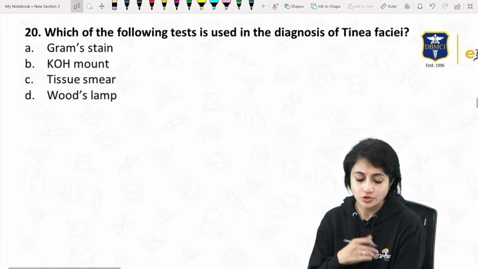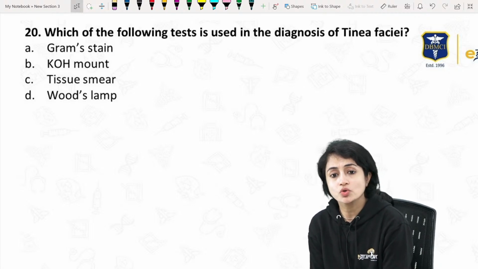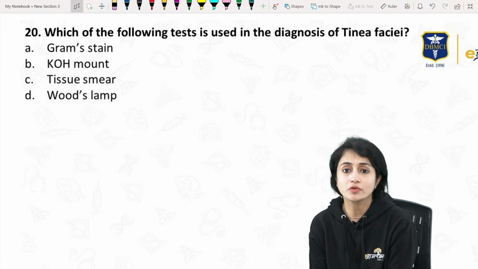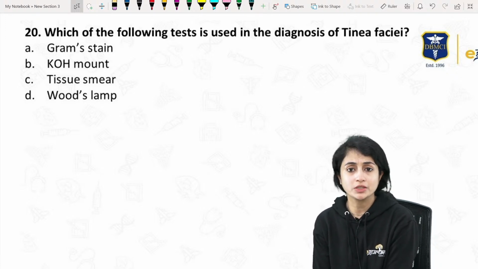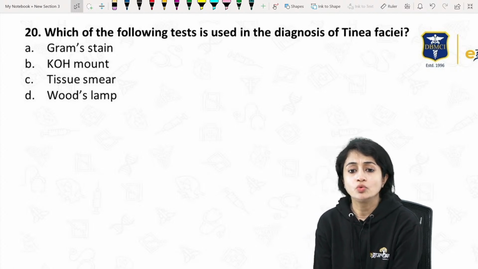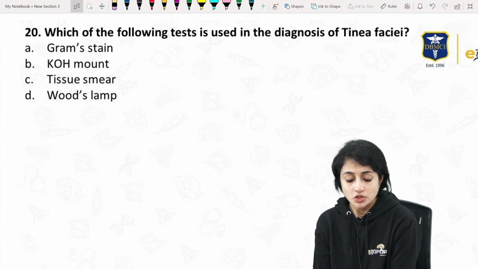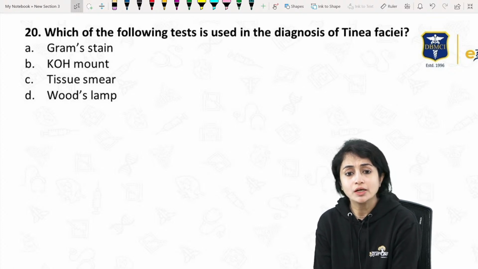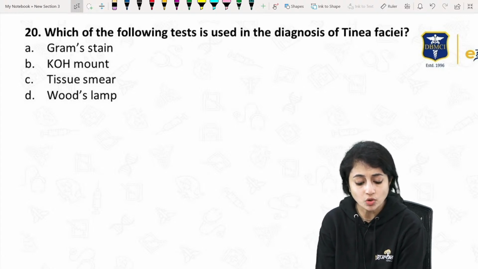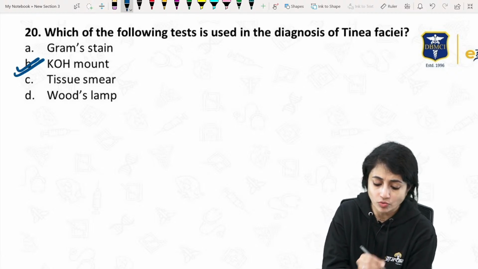Okay. Next question. Which of the following tests is used in the diagnosis of tinea faciei? Now, in dermatology, we make a lot of smears. We have a lot of infective conditions, and there we use a lot of smears. So, looking at the options for tinea faciei: Gram stain, KOH mount, tissue smear, or Wood's lamp. Here, the answer would be KOH mount.